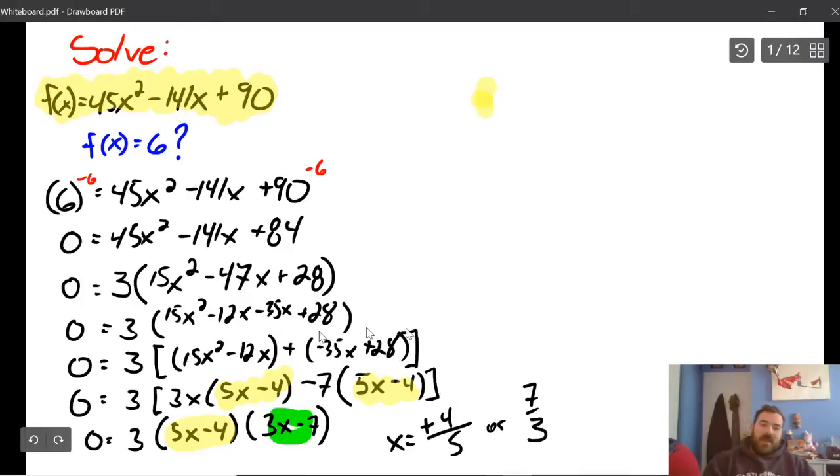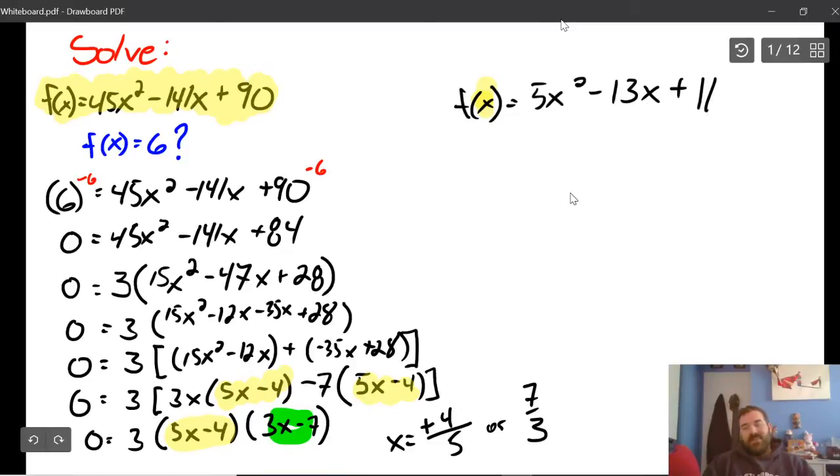Let's say that we have f of x is equal to, I don't know, 5x squared minus 13x plus 11. And I were to say, I want to know what the x is when the y is 2.